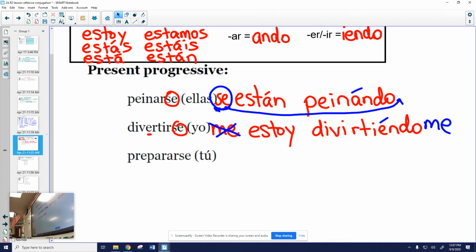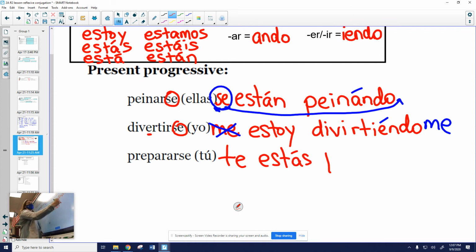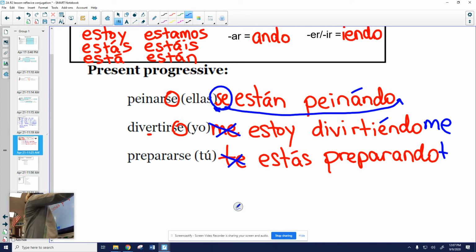Bien. Chequeamos. Either "te estás preparando" or it could be "estás preparándote." How did it go? Thumbs up, thumbs down, más o menos. Did you get it? Did you not? Did you get one of them at least? Yeah.